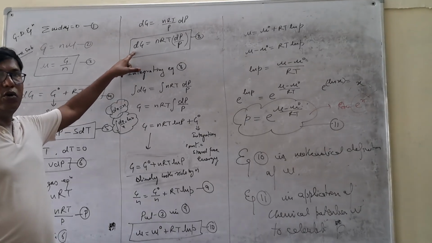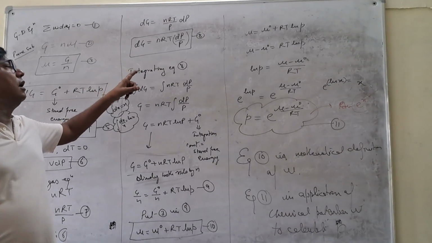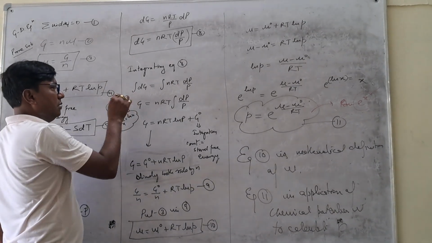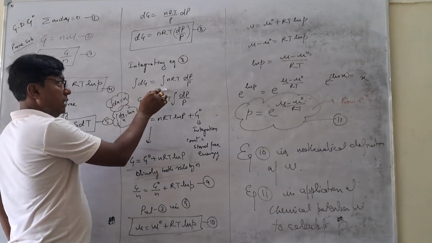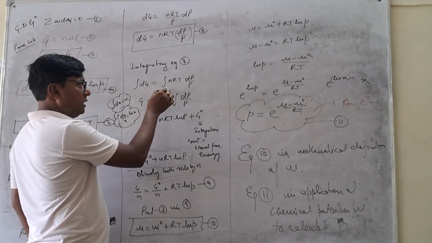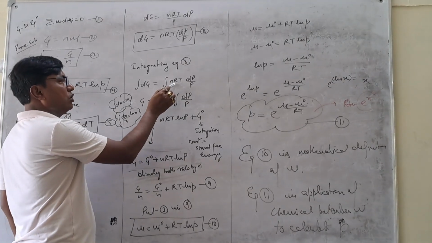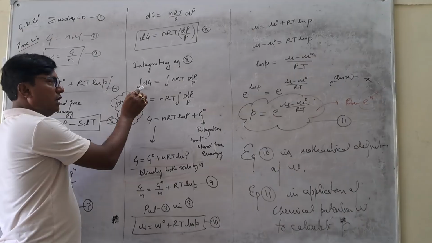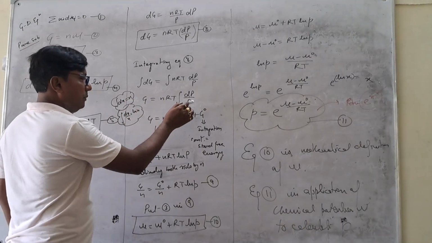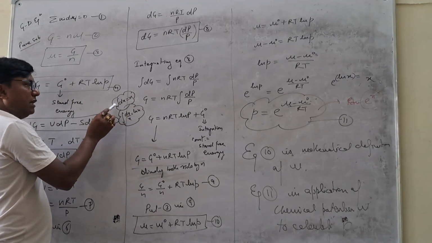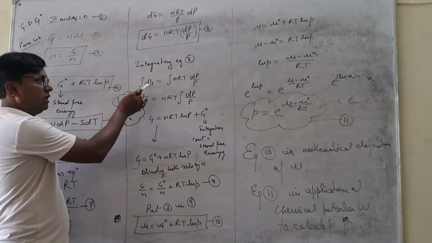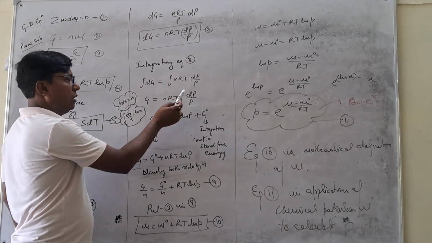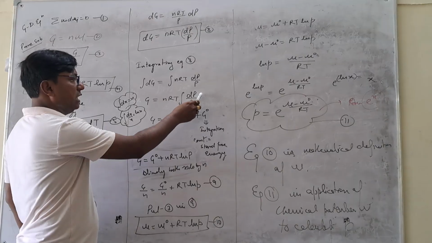The small change is now integrated for a larger change. That is, this dG is integrated. Therefore, the right hand side must also be integrated. nRT is a constant, therefore it will come out of the integration. Integration of dG equals integration of nRT dP upon P. We know that the integration of dx is x, therefore the integration of dG will be G, and nRT comes out before the integration of dP upon P.